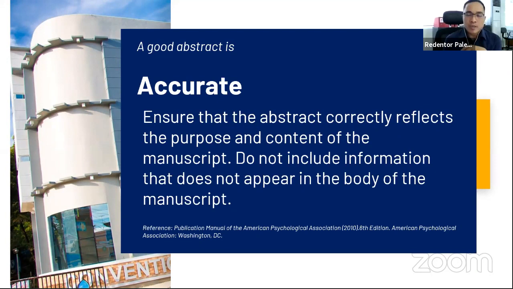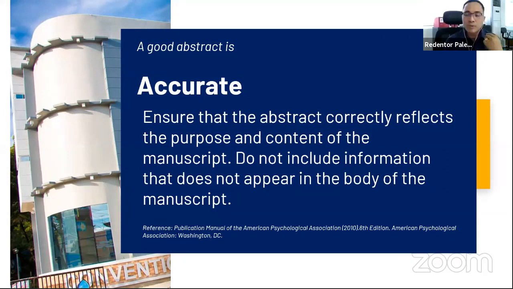It says also that you do not include information that does not appear in the body of the manuscript. Of course, what they have seen in your abstract, they will really look into, and the details would be scrutinized in the whole paper. So what is important is that your abstract should be accurate, exact. If I were you, you have to double check the spelling, correct names, and especially the data, the statistics or analytics that you have used. You really have to be accurate. So accurate is number one.